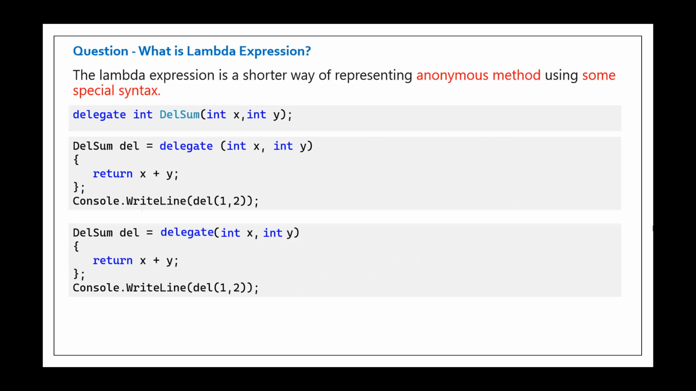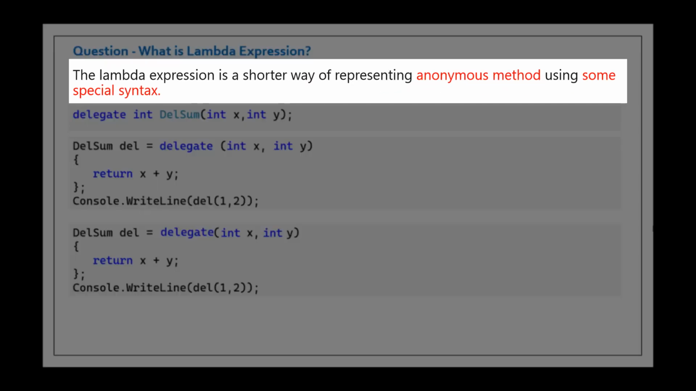Now we'll see what is lambda expression. The lambda expression is a shorter way to represent anonymous method. There may be some special syntax like lambda operator, but finally lambda expression represents an anonymous method, and we already know that anonymous method is the body of a delegate.